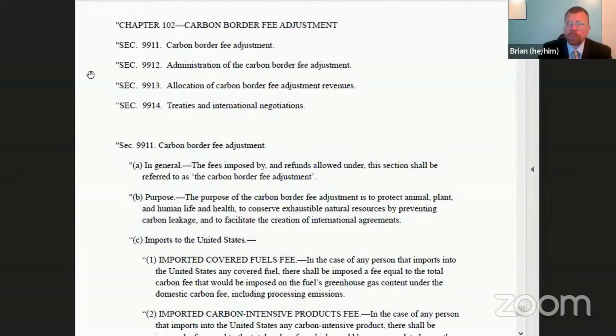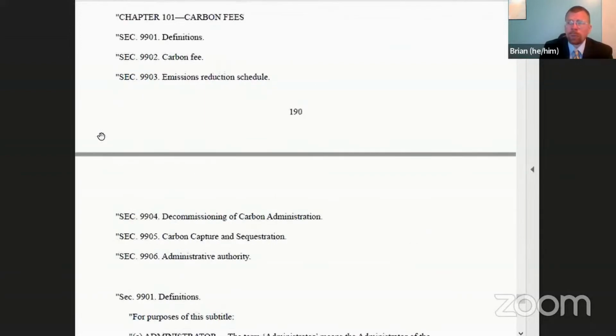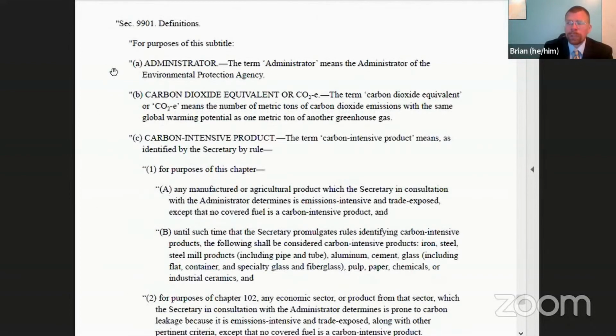I'm going to start sharing my screen and we'll look at chapter 102. All right, so section 512 adds a new subtitle to the Internal Revenue Code. Chapter 101 is the pollution fees, and chapter 102 is the carbon border fee adjustment. Chapter 101 has 6 different sections in here. The first one is definitions. It's pretty usual, pretty straightforward stuff.